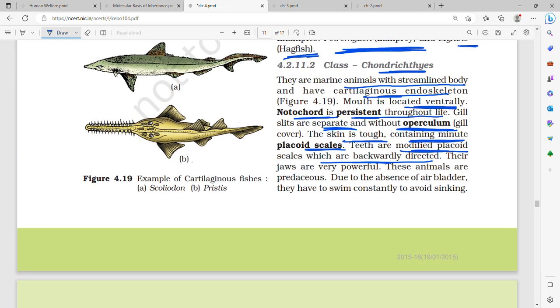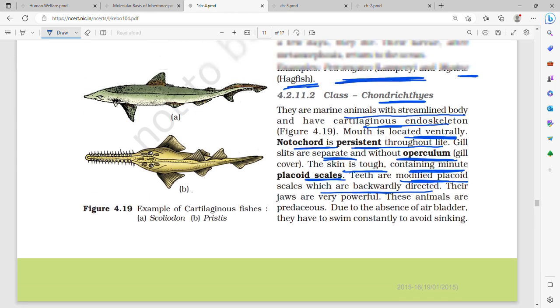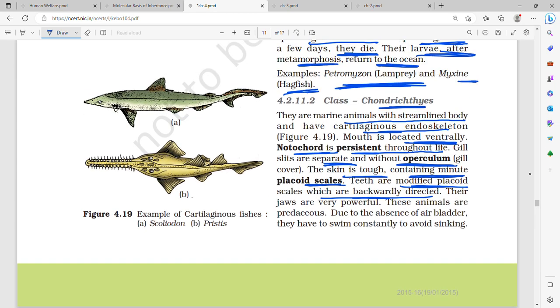After Chondrichthyes, you should revise once. Chondrichthyes are marine animals with a streamlined body. They have a cartilaginous endoskeleton. Mouth is located ventrally. They have a notochord which is persistent throughout their life. Gill slits are separate and without any operculum or gill cover. The skin is tough, containing minute placoid scales. Teeth are modified placoid scales which are backwardly directed. Their jaws are very powerful.